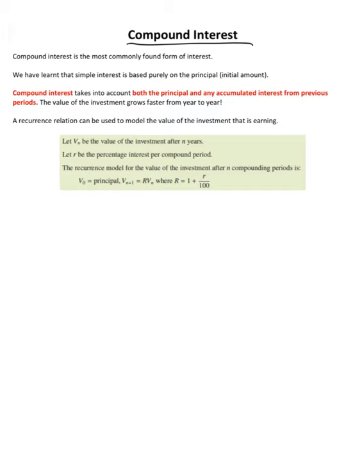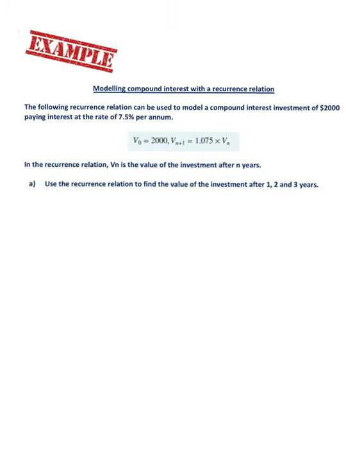So the rule we use for compound interest can be seen just here. So as you can see, V0 is still the principal, and the next term is equal to R times Vn, where R is equal to 1 plus r over 100. All right, so that's our rate. So let's have a look at an example.